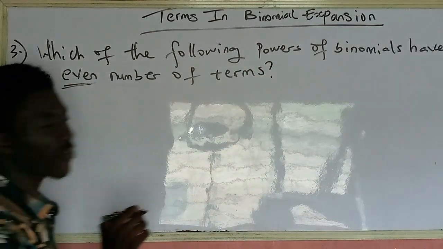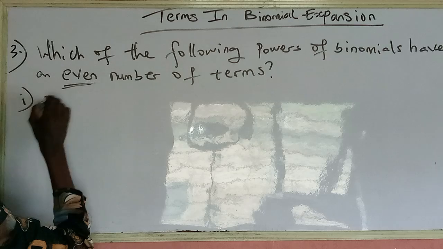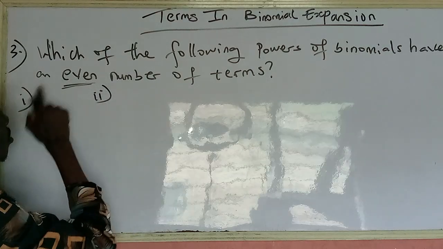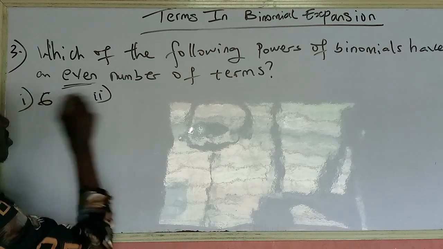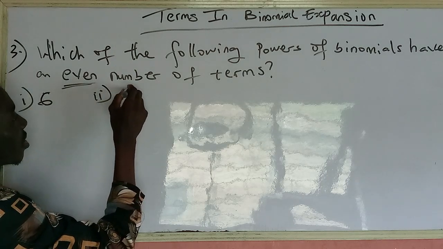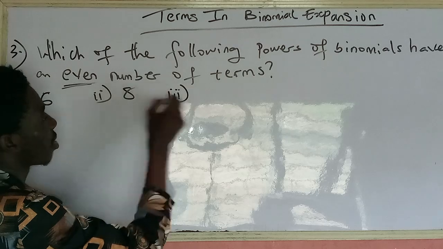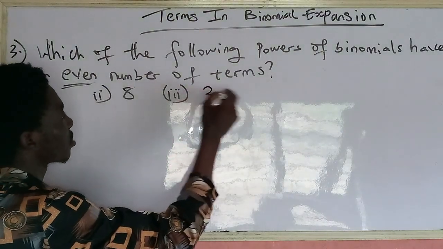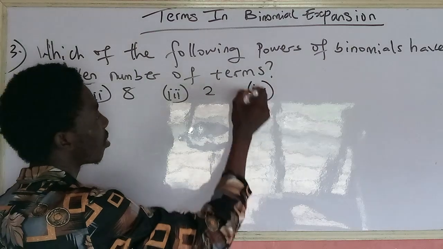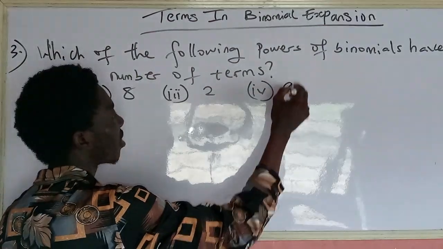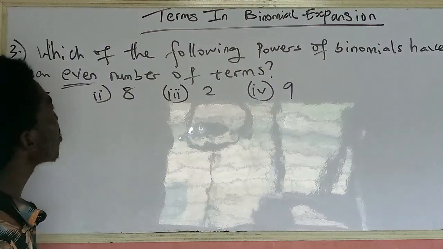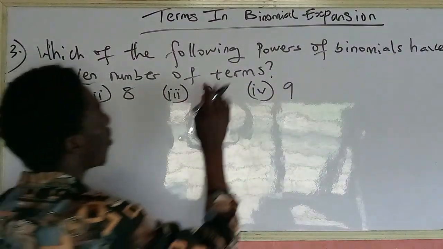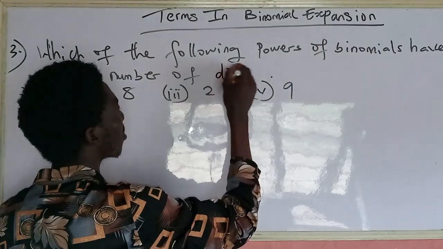Figure 1, you have 3. Figure 2, you have 6, 8. Figure 3, you have 2. Figure 4, 9. So which of the following powers of binomials have an even number of distinct terms?